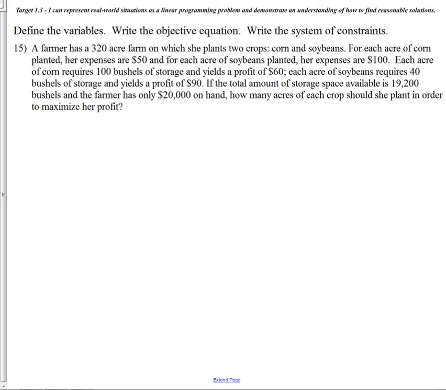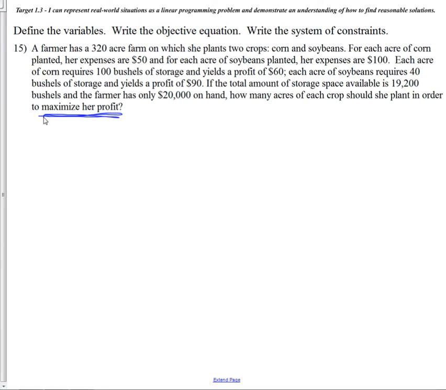Number 15 on this slide, we're going to do this one. We're going to define the variables, write an objective equation, and then write the system of constraints. So let's look at this problem. It says a farmer has 320 acres of farmland. They're going to plant 2 crops, corn and soybeans. Ultimately the question that you want to ask yourself is, what are they asking you to do? Well, they're asking you to maximize profit.